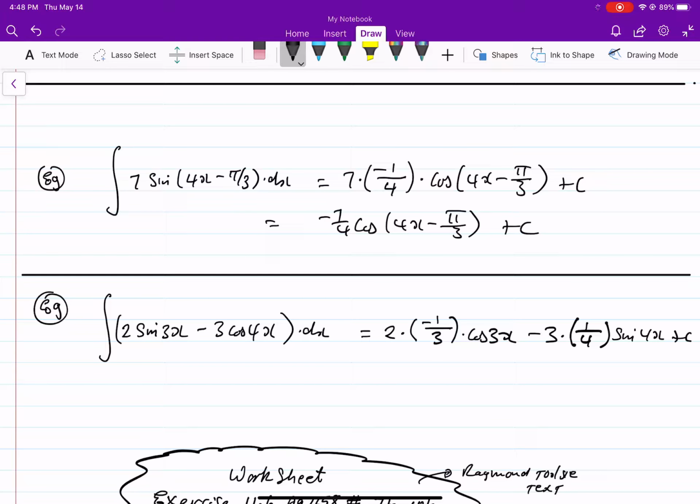If I tidy up all the fractions and whatnot, I end up with minus 2/3 times the cos of 3x minus 3/4 times the sine of 4x plus c. And that brings me to the end of my first video.